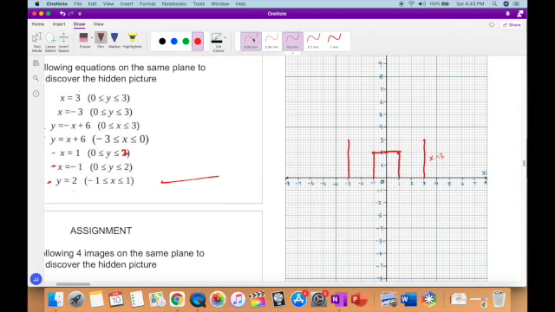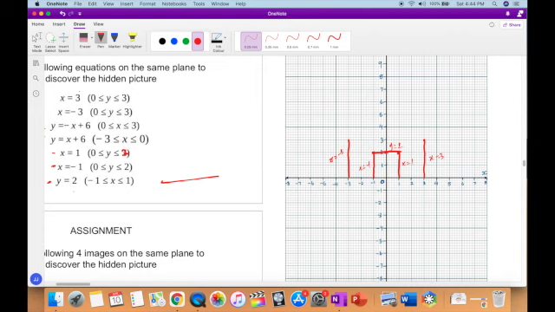Let me just write in these line names. This is the line x is equal to 3. This is the vertical line x is equal to negative 3. This is the line x is equal to 1, x is equal to negative 1, and this is the line y is equal to 2. And now let's get to these guys here.